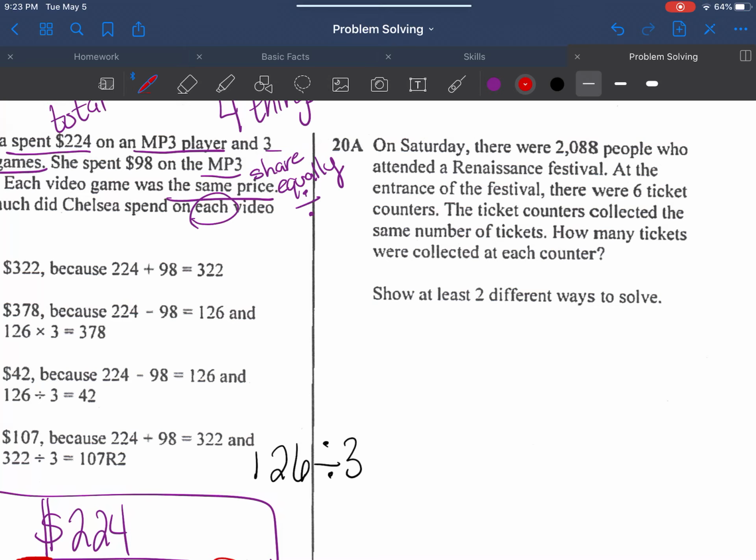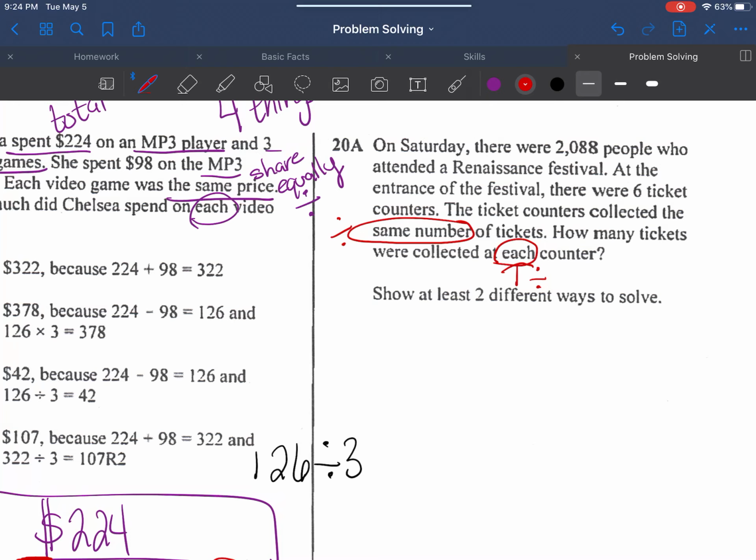Now I'm going to go to 28. And 28 says, on Saturday, there were 2,088 people who attended a Renaissance festival. At the entrance of the festival, there were 6 ticket counters. The ticket counters collected the same number of tickets. Clue word, same number of tickets. Share equally, that means dividing. How many tickets were collected at each counter?